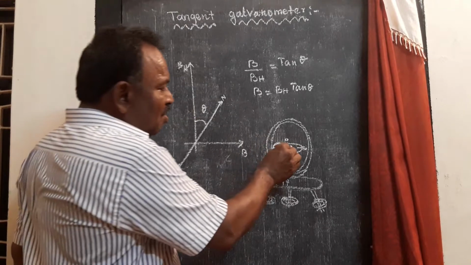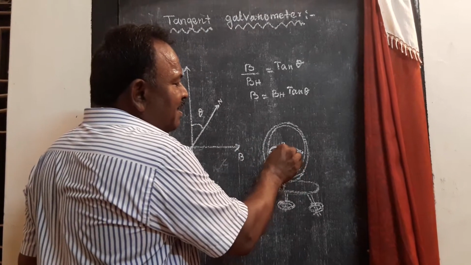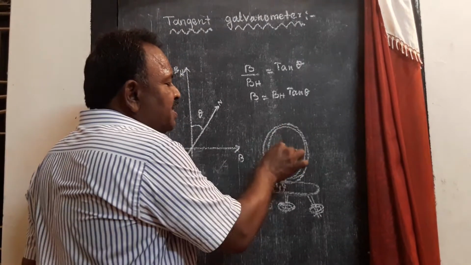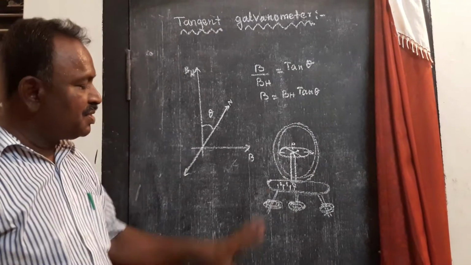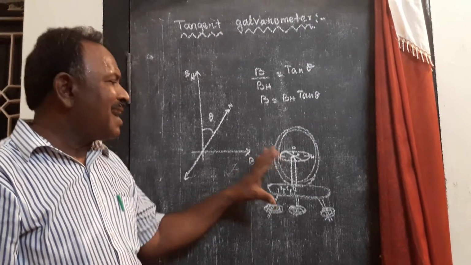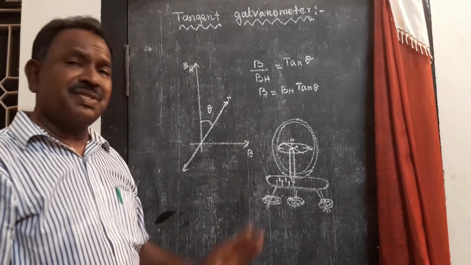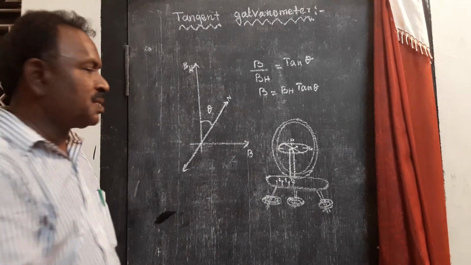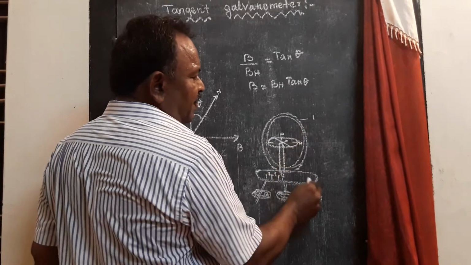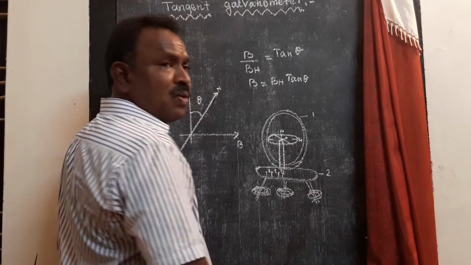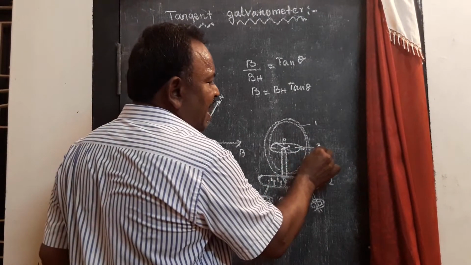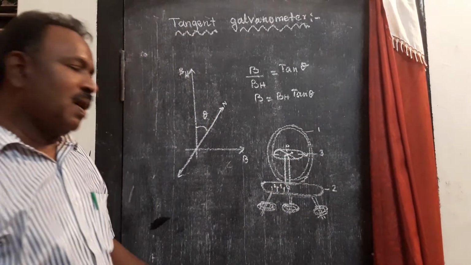So the center of the coil and the magnetic needle coincide with each other. So this is the construction of the tangent galvanometer. Regarding its construction, it is having 3 main parts. One is the circular coil, second one is the rotating round table, third one is the magnetic compass box.